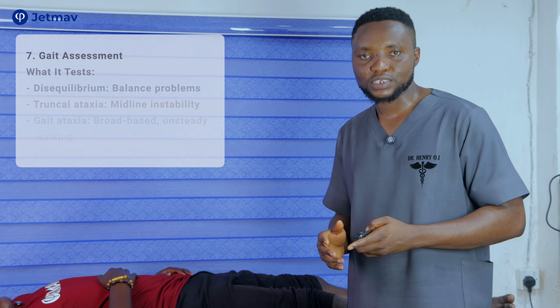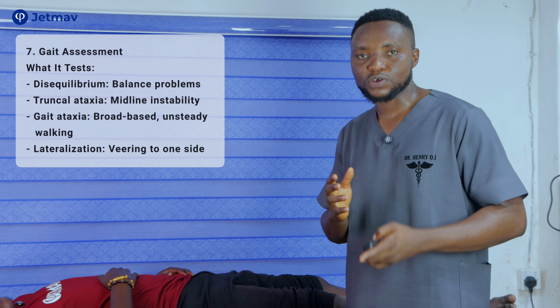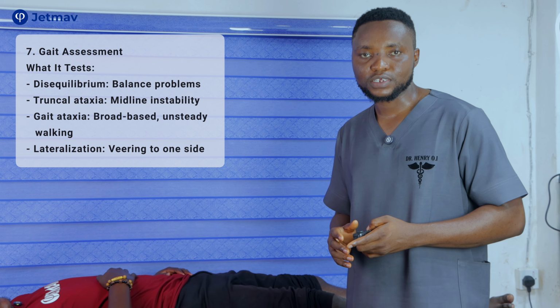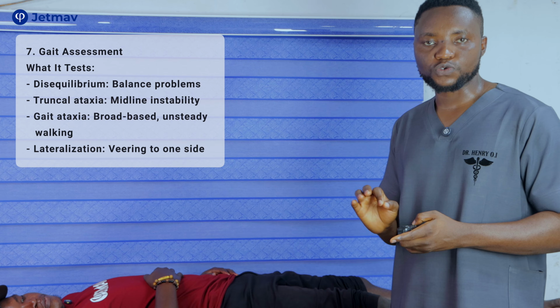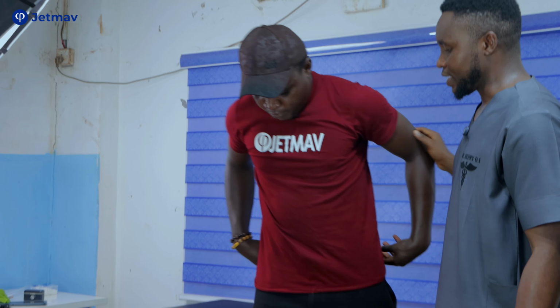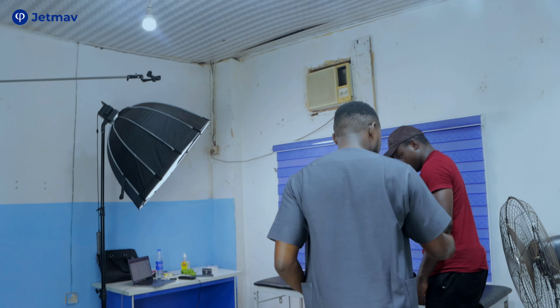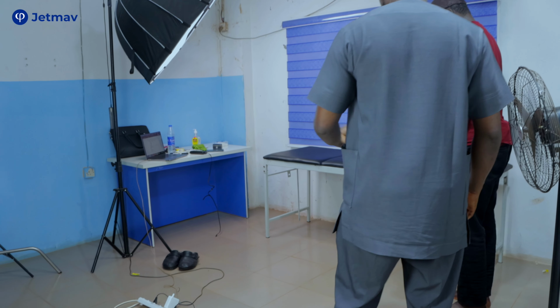Then after that, we'll head over to the next component, which is gait assessment. Here we'll test for disequilibrium, any truncal ataxia or gait ataxia of our patients. So we're going to do this gait assessment in two parts. Tell the patient to take some steps and then come back to us. Can you just walk to the end of this room, then come back? Just walk to the end of the room normally, then come back.